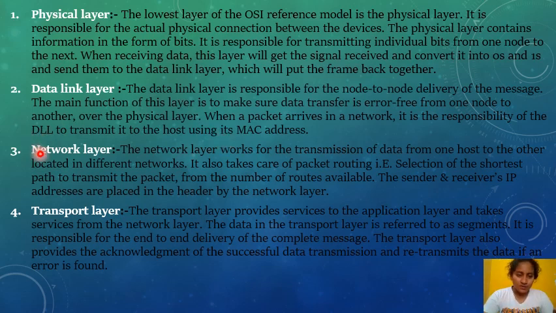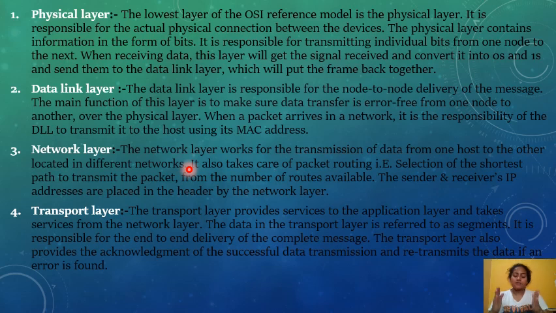And coming to the next point, the network layer. The network layer works for the transmission of data from one host to another located in different networks. It also takes care of packet routing, that is, selection of the shortest path to transmit the packet from the number of routes available. The sender and receiver IP addresses are placed in the header by the network layer. So here the network layer is about transmission of data.